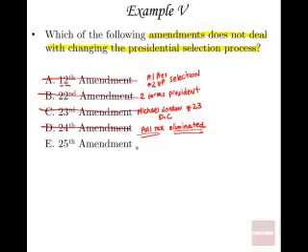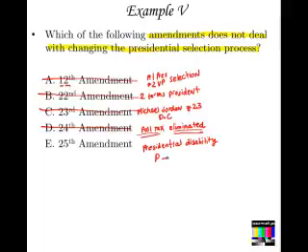And the 25th Amendment deals with presidential disability here. So it actually does have to do with the presidential selection process, because if the president resigns, then the VP becomes president, and the VP selects a new VP, or if the VP resigns, the president selects a new VP. And this actually happened in Richard Nixon's presidency, where he resigned, and Gerald Ford, who became president, selected Nelson Rockefeller. So this is actually incorrect as well.